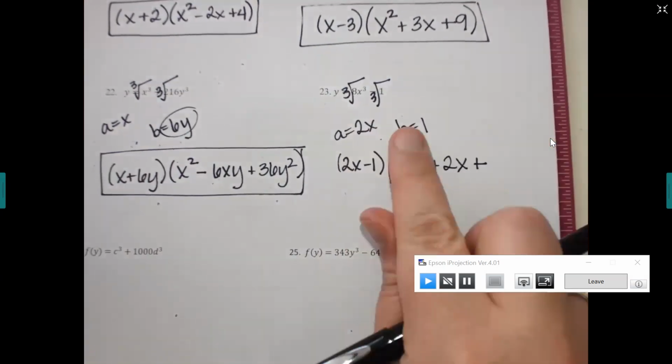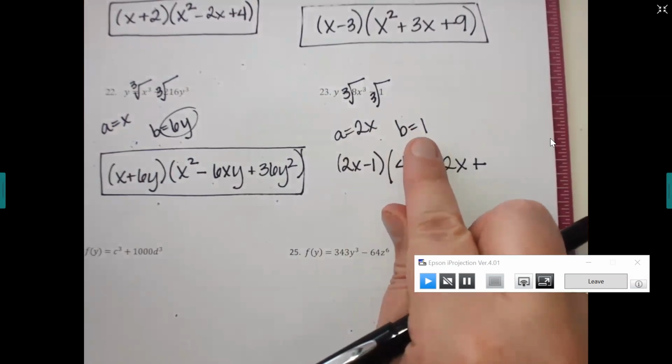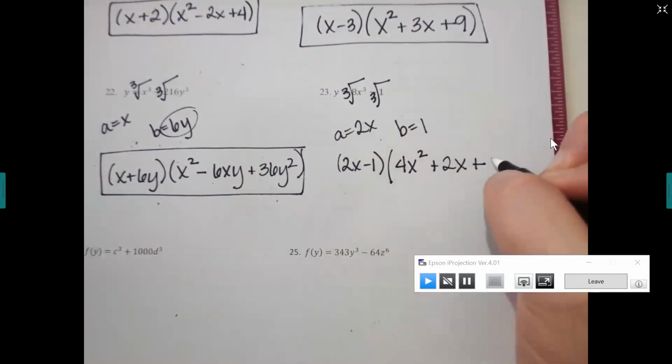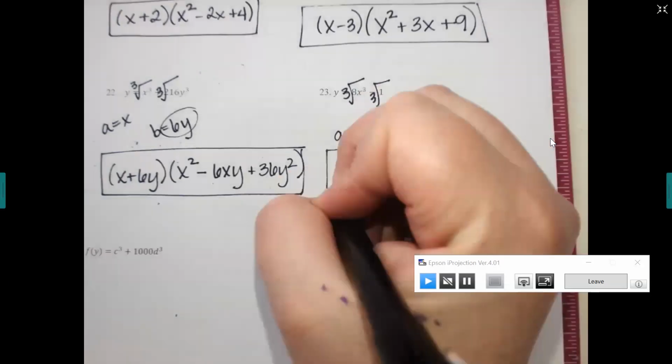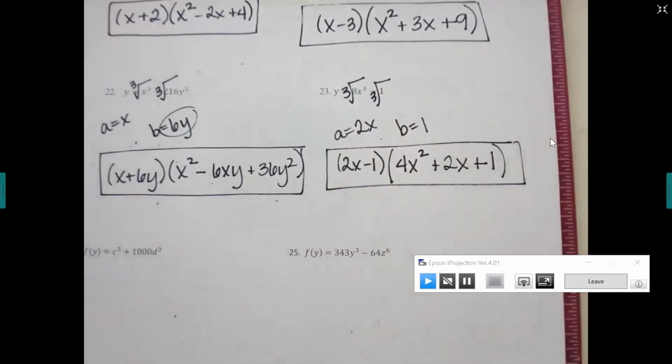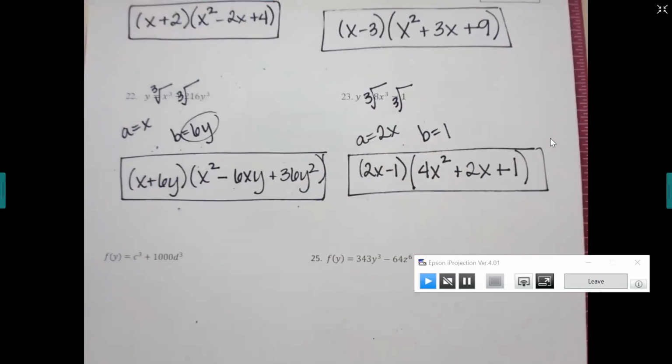And then for my last term, I want b squared by itself. What's 1 squared? 1 times 1 is still 1. Okay? So now you can do that very last question on your homework, okay? You still have about 8 minutes to finish.